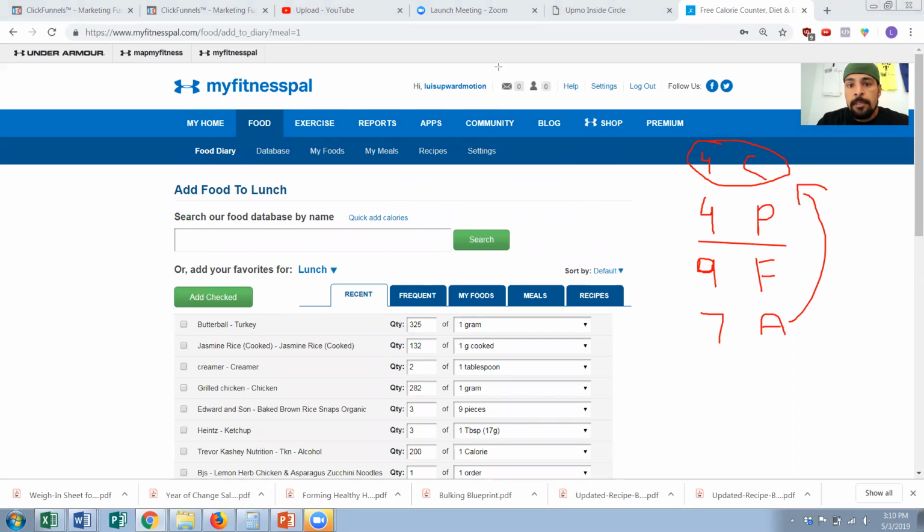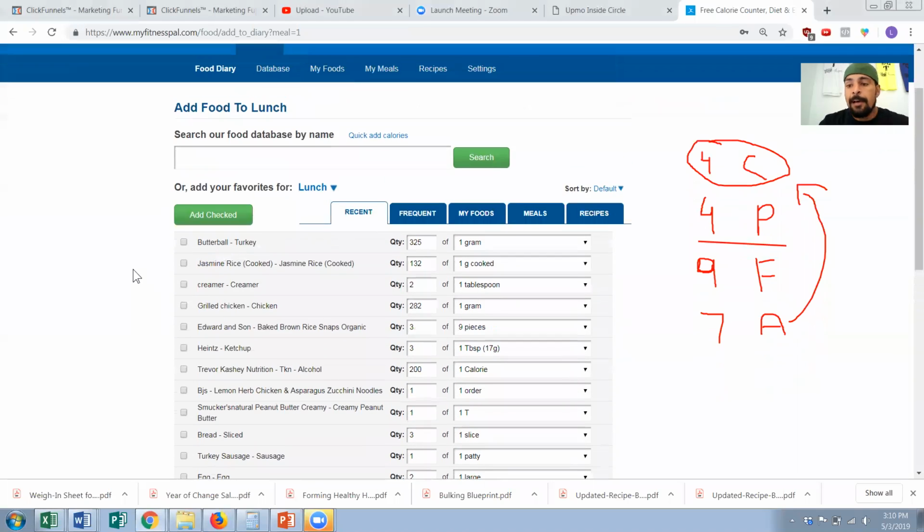So you're going to mostly focus on your protein and your vegetables, and that is it. Proteins and vegetables. But remember, we don't necessarily log the vegetables so much. So what we're going to look at right now is how to enter the alcohol in there.